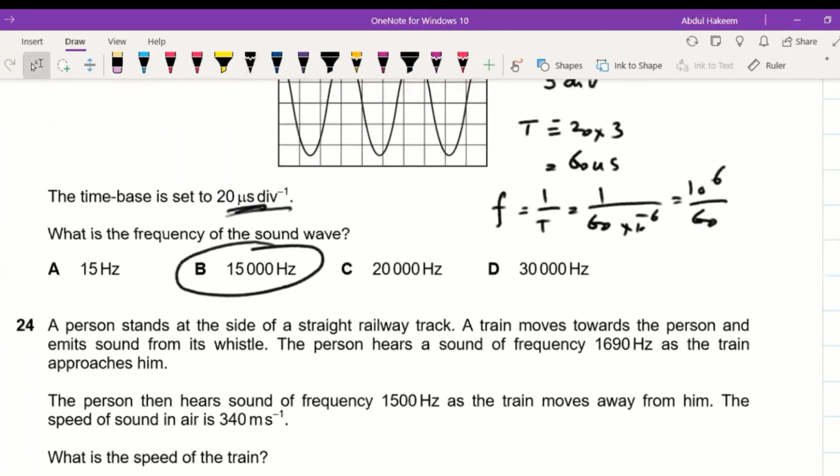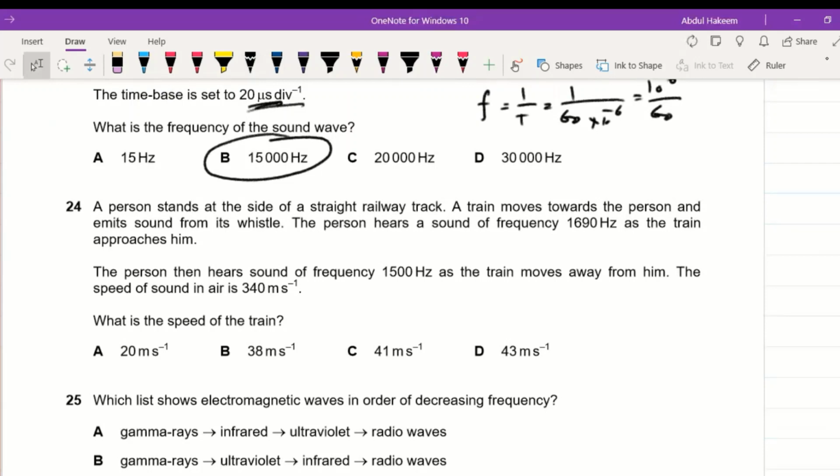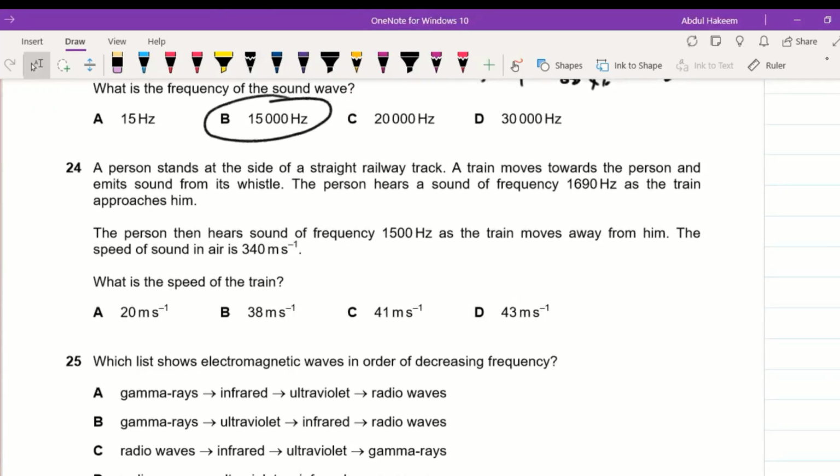And the next question, number 24: a person stands at the side of a straight railway track. A train moves towards the person and emits sound from its whistle. The person hears the sound at a frequency of 1690 hertz as the train approaches him. The person then hears the sound at a frequency of 1500 hertz as the train moves away from him. The speed of sound in air is 340. Find the speed of the train.